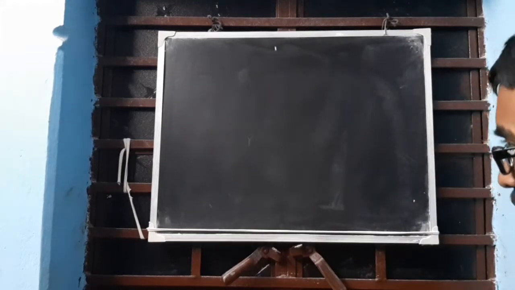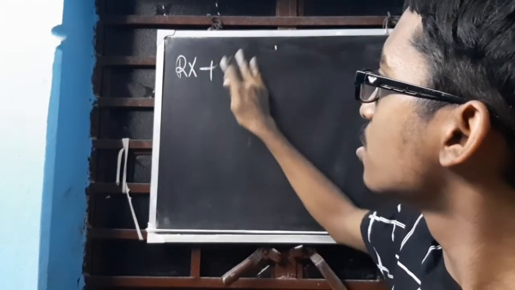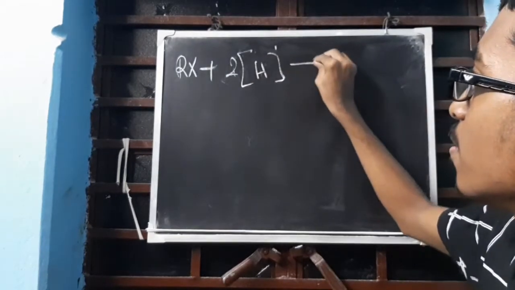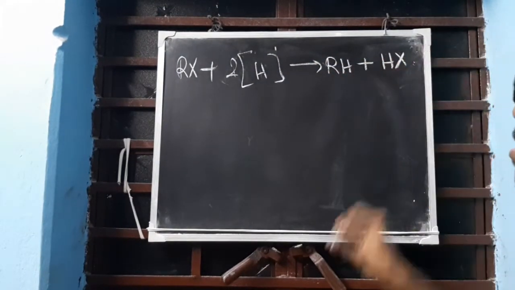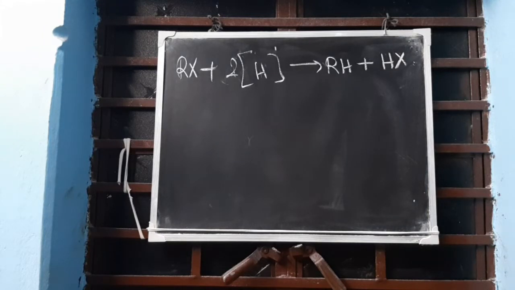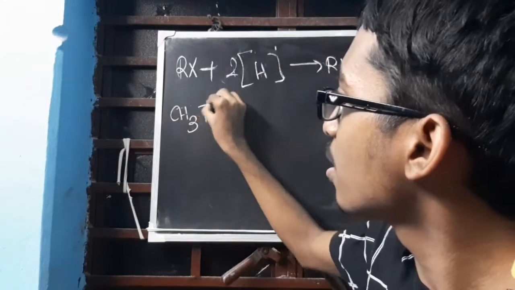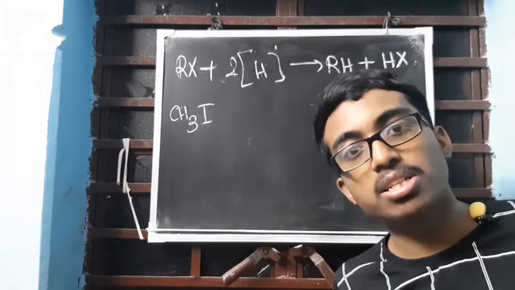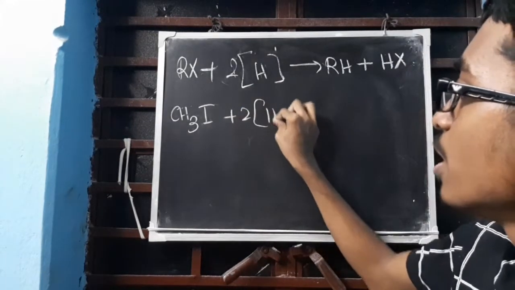Now see, if I write RX plus twice hydrogen forms RH plus HX. Will it work? Do you think? Let's see. I am putting CH3 in place of R. What is X? X is halides. Clear? X is halides. Haloalkanes. Plus 2H. H is H only. Do not change that.